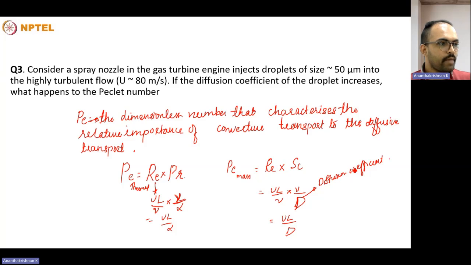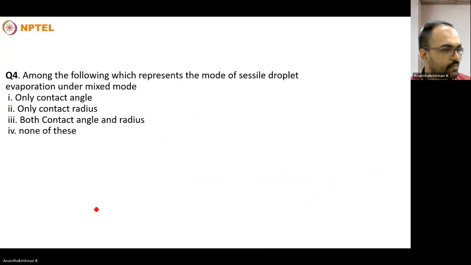We are asked what happens to the Peclet number once the diffusion coefficient increases. So it's an inverse relationship. Basically it's a ratio of the convective transport to the diffusive transport. Once the diffusion coefficient increases, the Peclet number reduces. It's an inverse relation. So as D increases, the Peclet number decreases. It's straightforward. Look into the fourth problem.